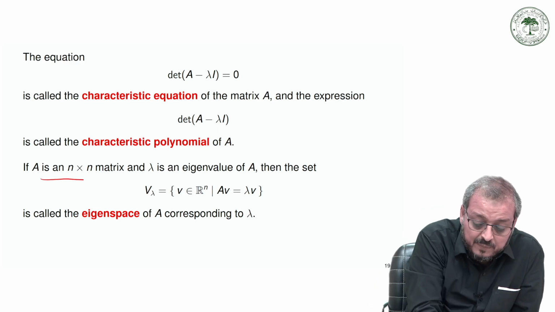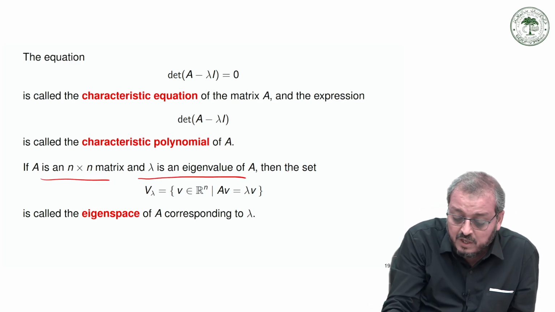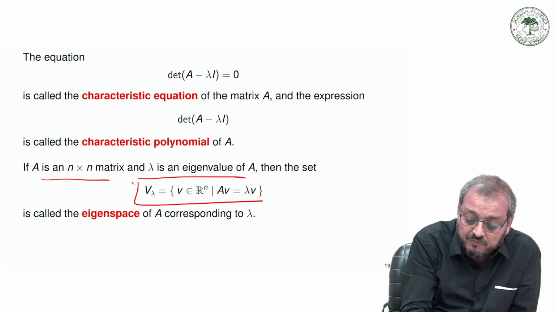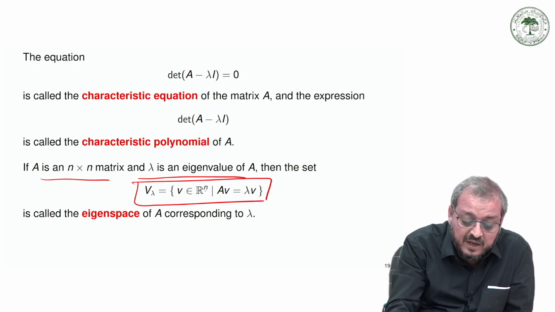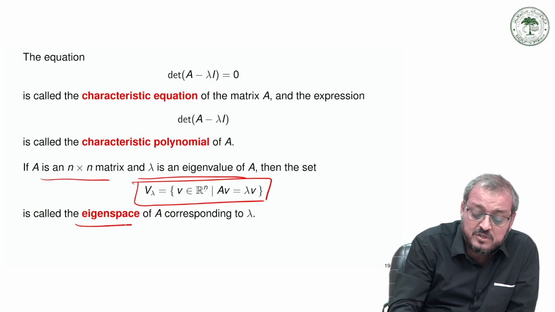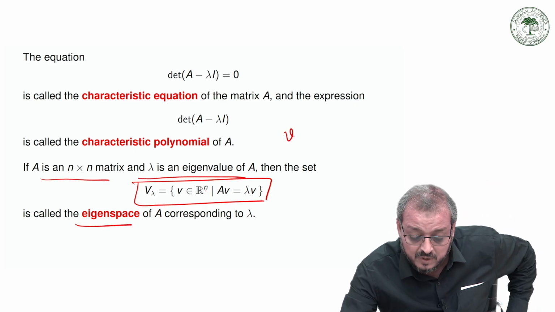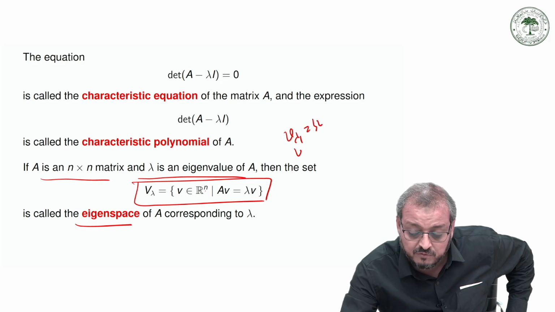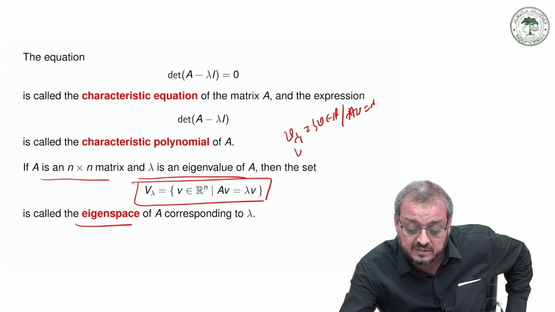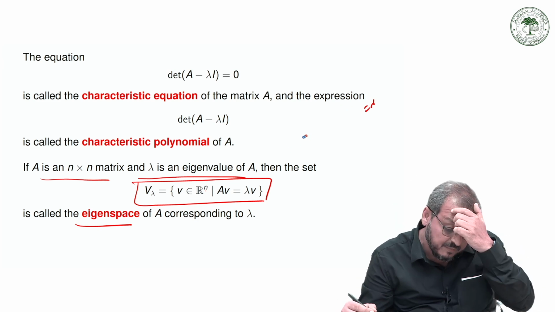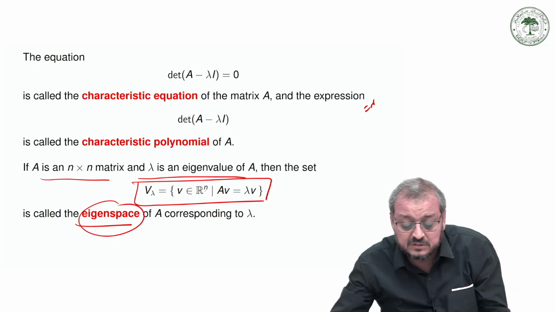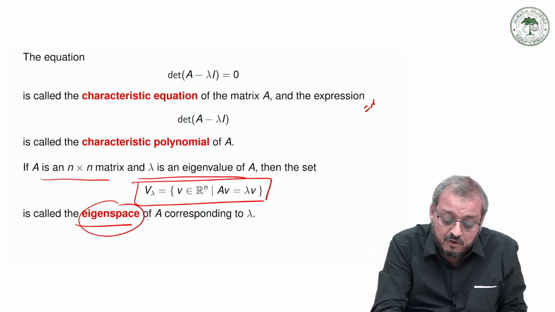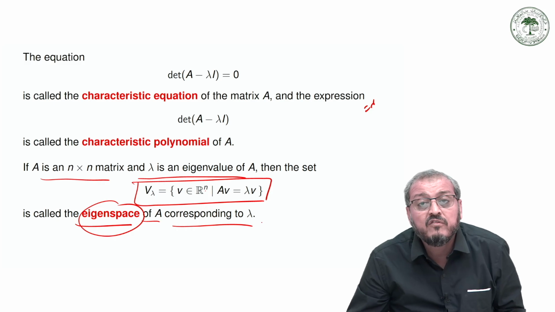So if A is an n by n matrix and lambda is an eigenvalue, we set V lambda as the collection of all v such that A minus lambda I applied to v is zero, where v is an element of R^n. This is called the eigenspace. So this means for each lambda, we have V lambda equal to the set of v belonging to R^n such that Av is equal to lambda v, and clearly v should be non-zero. This is called the eigenspace of a matrix A corresponding to the eigenvalue lambda.